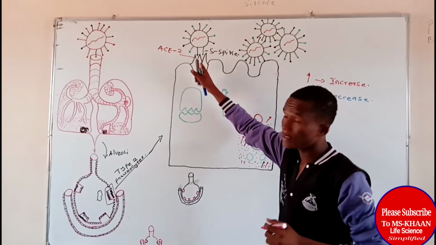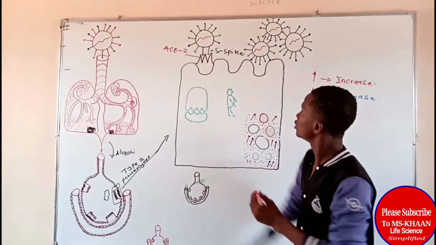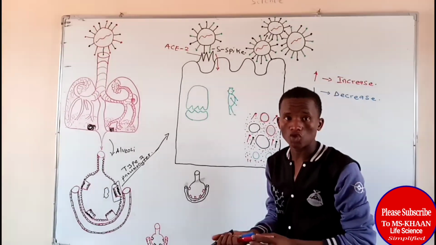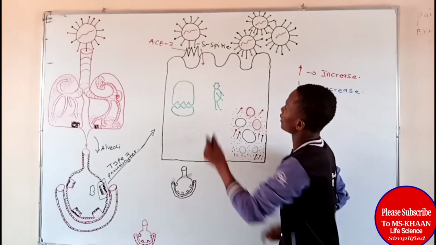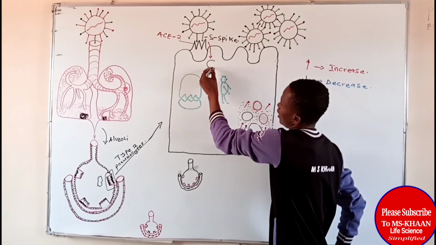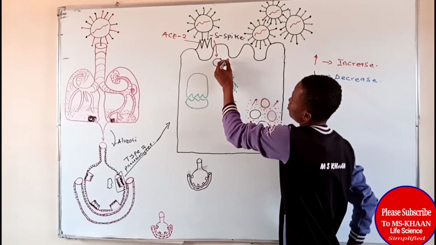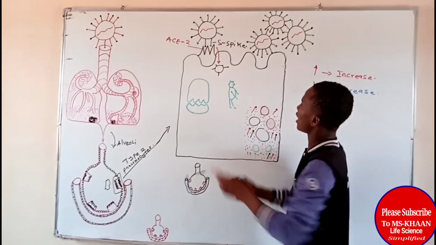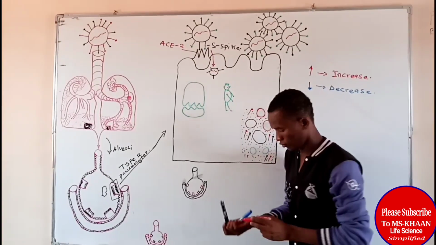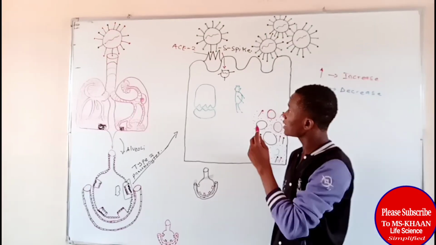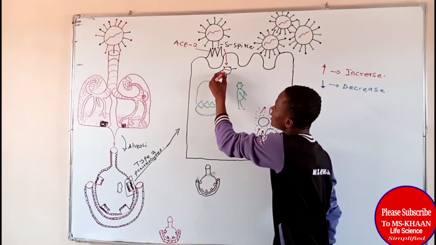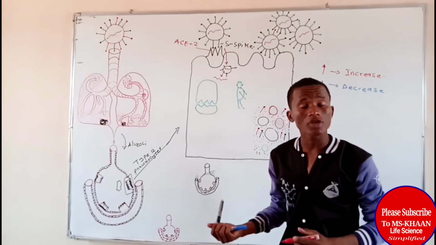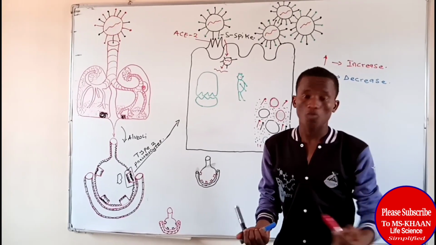When the virus binds this angiotensin converting enzyme type 2, it will be engulfed and taken into the type 2 cell. So this is the type 2 cell, and the virus has gotten into it. This is my virus, and this is its RNA molecule. Inside this cell, the virus will release its RNA molecule. It's a positive sense single-stranded RNA molecule.